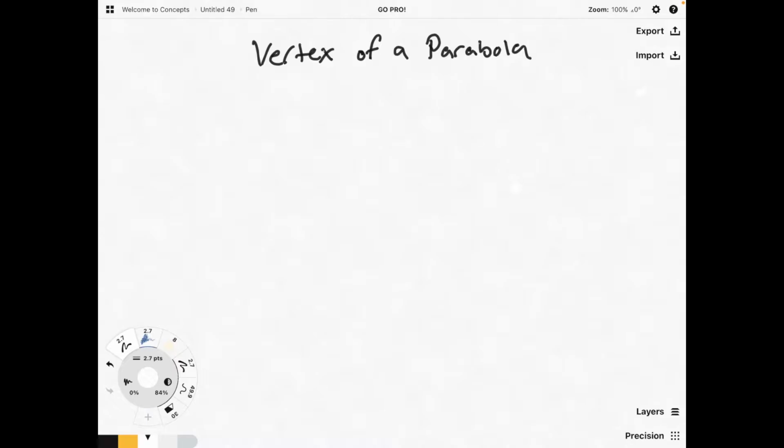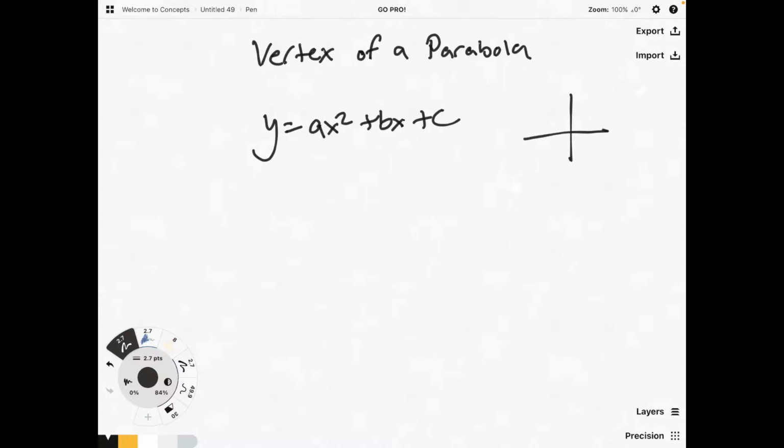So let's recall what the standard equation for a parabola is. And that is our basic equation, y equals ax squared plus bx plus c. From this equation alone, it's very hard to identify what the vertex of the parabola is. Again, the vertex being the lowest point or the highest point. So if we look at a graph, the vertex will be this point located here or this point located here. From this equation alone, it's very hard to determine what that vertex is going to be.